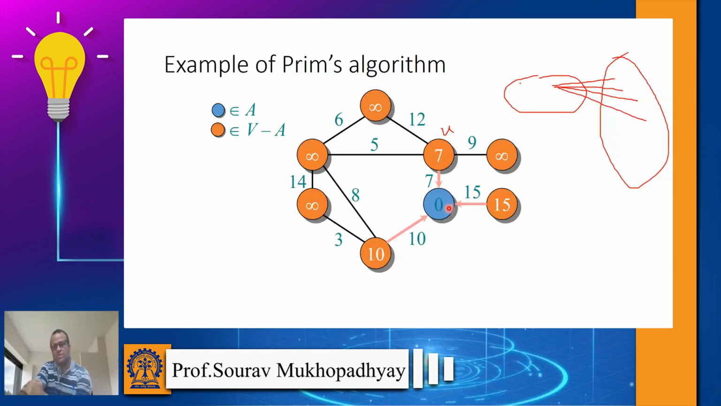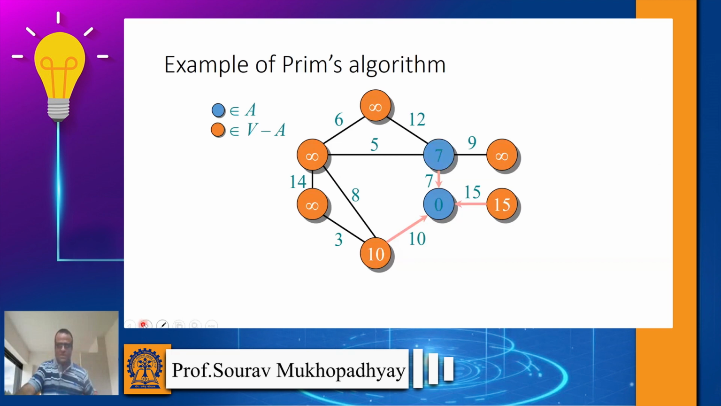This V was having a key value of infinity. Now we have a better one, so we replace this by 9. Let me just capture 7, and then we replace this by 9. And this was infinity; now we have a better one, so replace this by 12. If this is the V and this is our U, we just change the key value of this V, and who made this change? This U. So we have this responsibility pointer in order to get the MST finally.